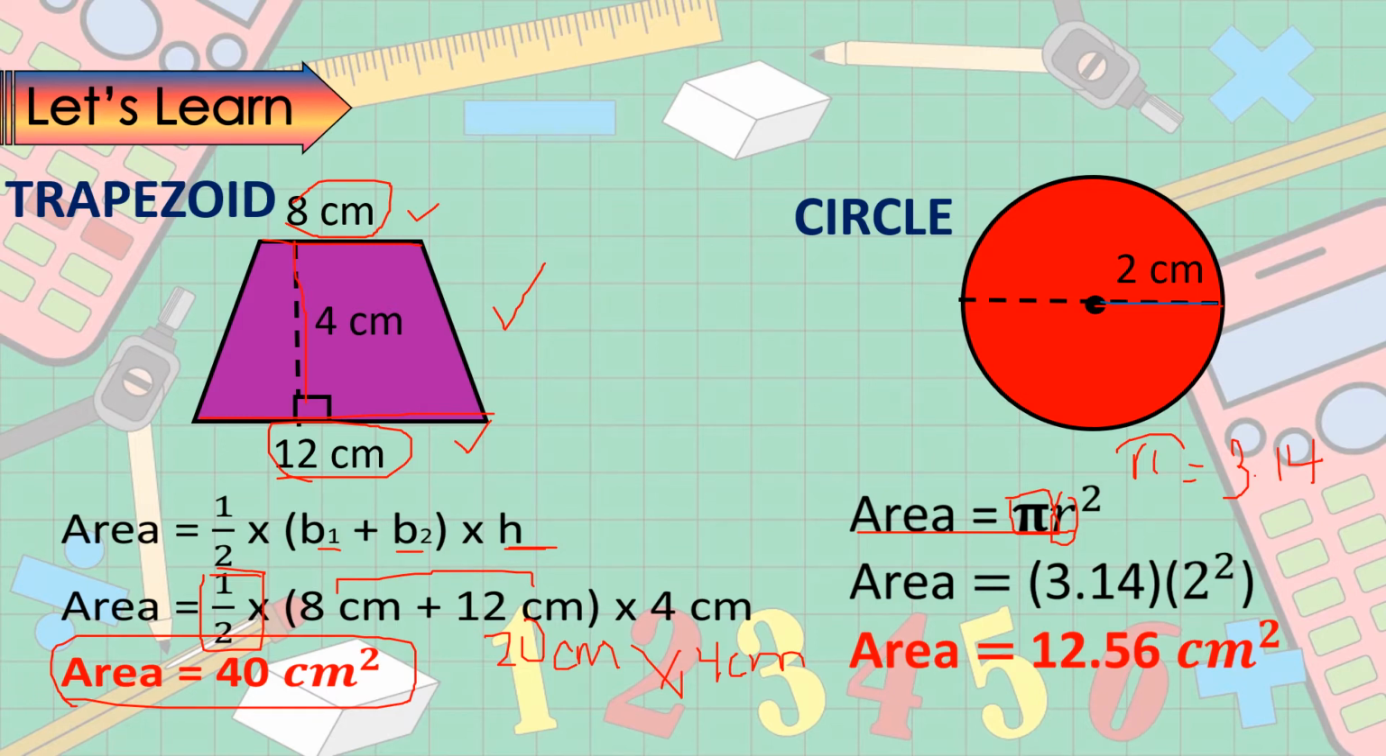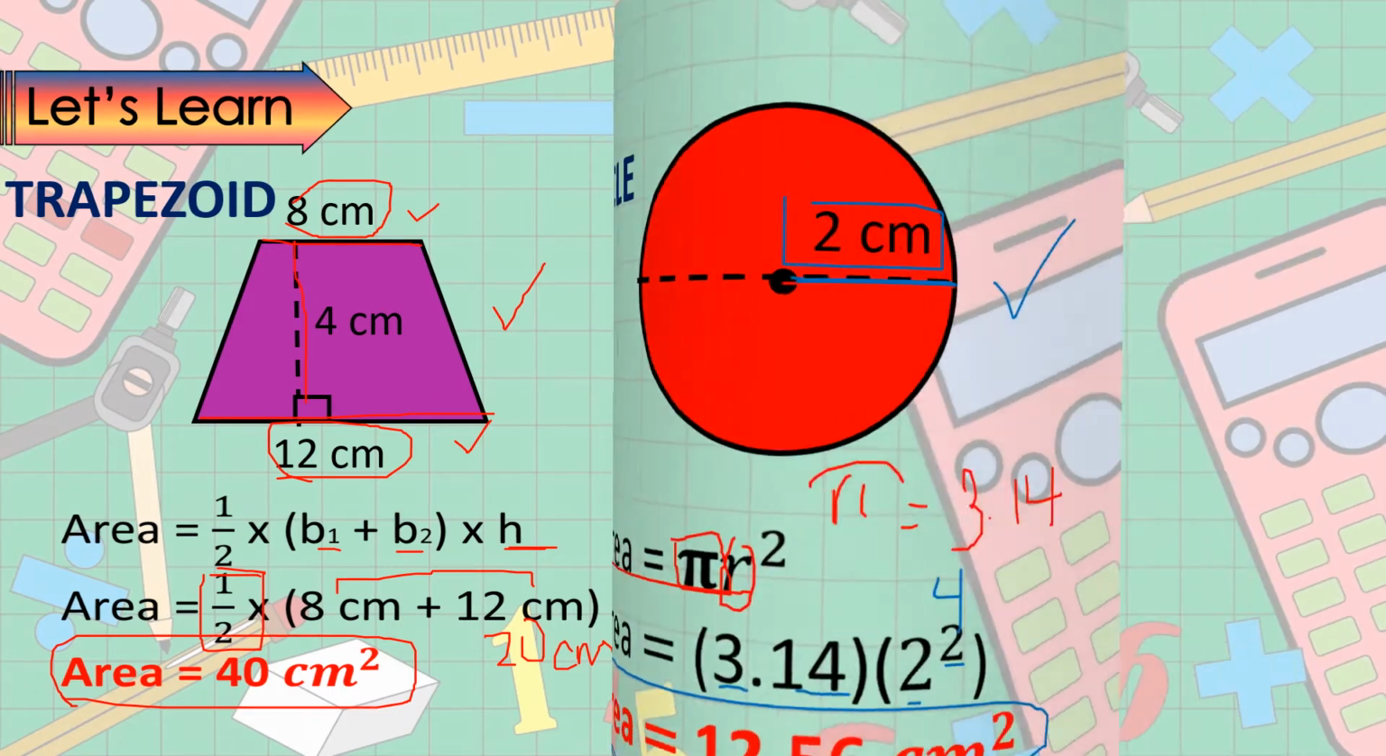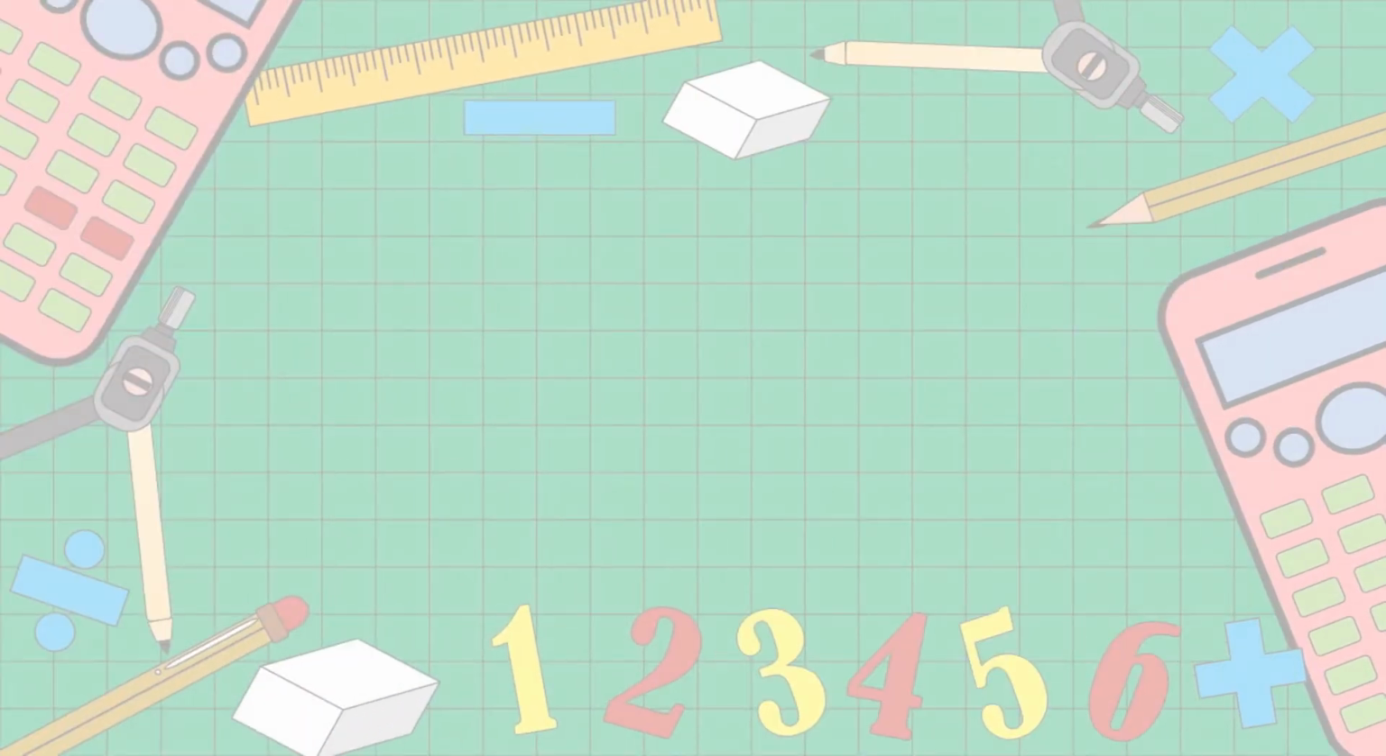Our radius is this. So our radius is equivalent to 2 centimeters. So substitute the values. We have 3.14 times 2 squared. 2 squared is equivalent to 4. So 3.14 times 4, we have an area of 12.56 centimeter squared. So this will be the area of this circle. Okay, so those are the different formulas in getting the area of a specific figure.